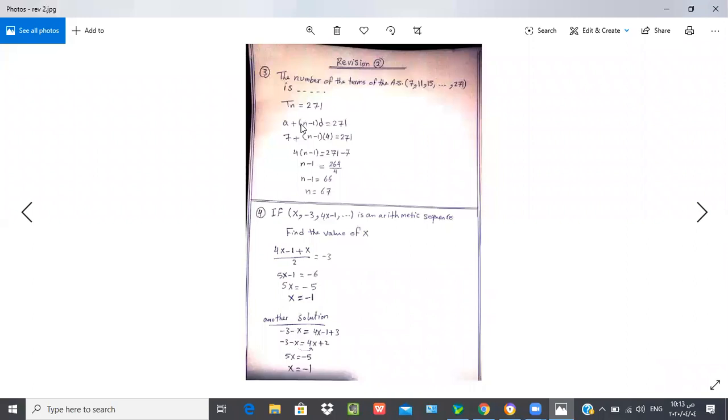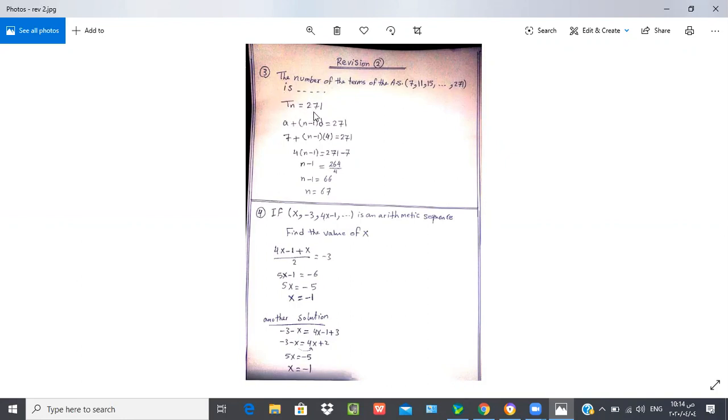Okay. This is the second. Here, the number of terms of the arithmetic sequence, this sequence. If he asks you to find the number of terms, it means he wants to know how many terms. He wants you to find n. If he asks you the order of the term or the number of terms, it means he will ask you to find n.